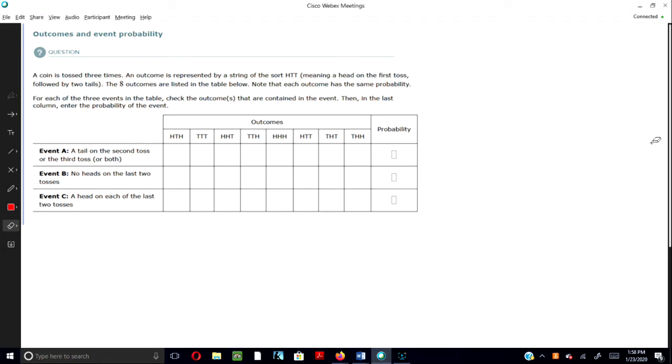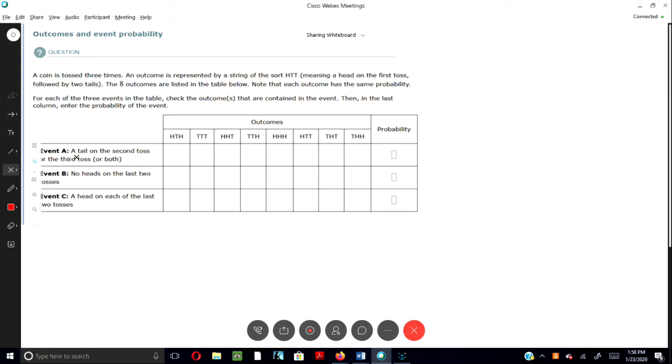For each of the 3 events in the table, check the outcomes that are contained in the event. Then in the last column, enter the probability of the event.